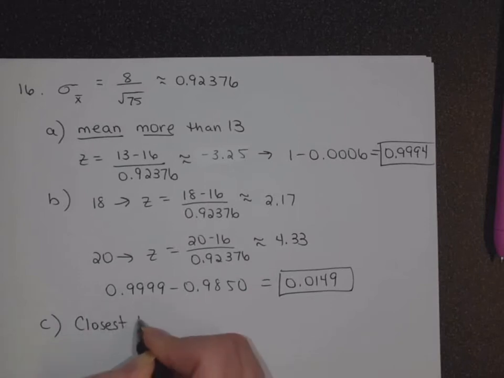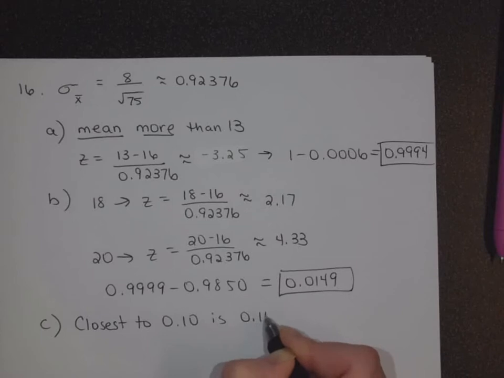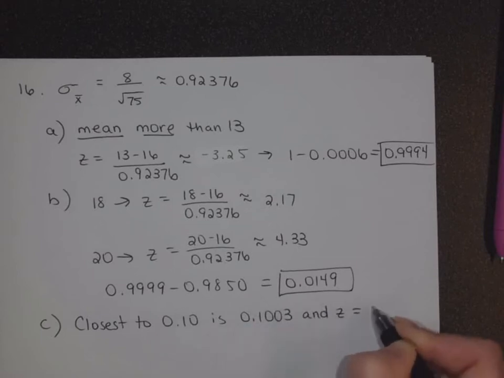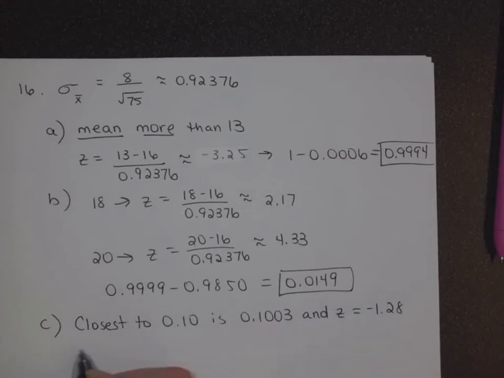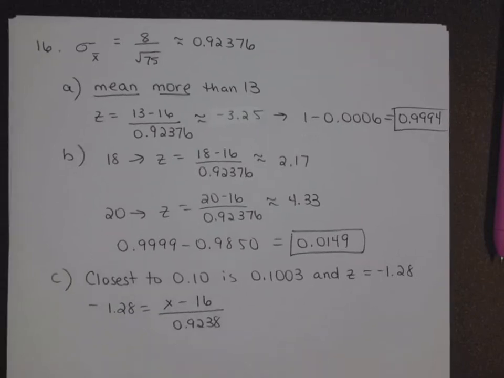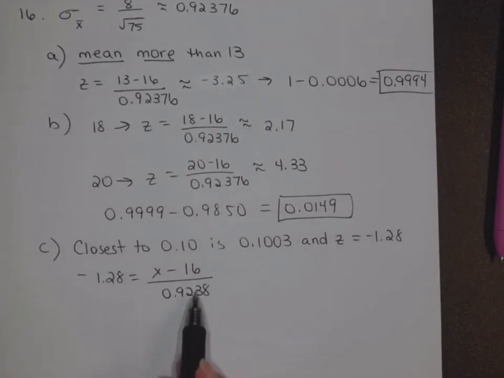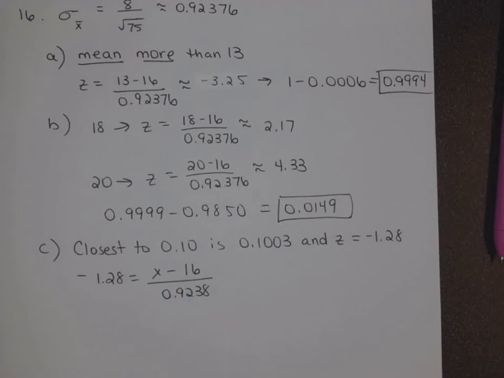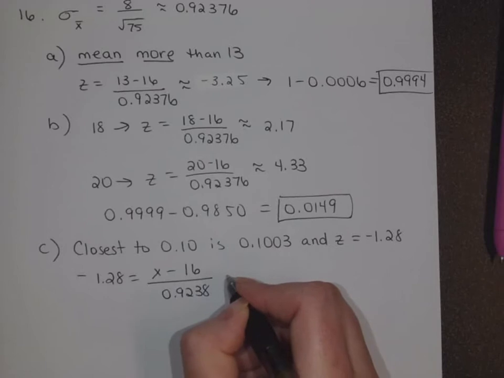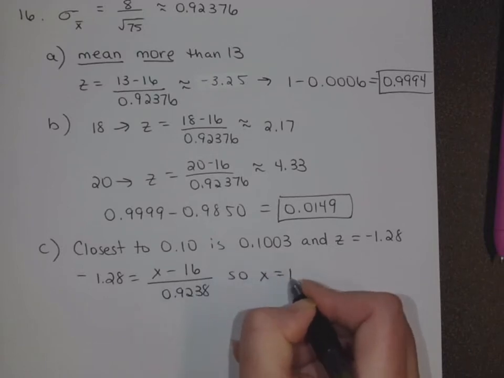So the closest to 0.10 is 0.1003, which goes with z equals negative 1.28. So it's z-score equals value minus average over the standard deviation. So cross multiply and then add 16, and you should get what's on the chart, which is 14.82.